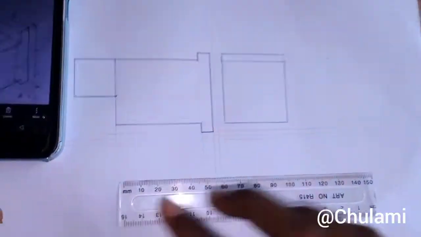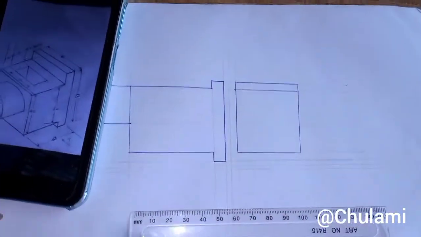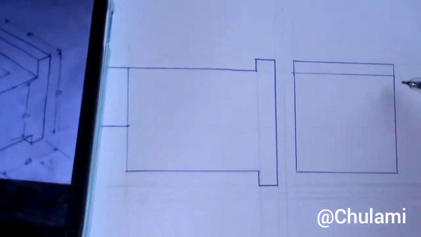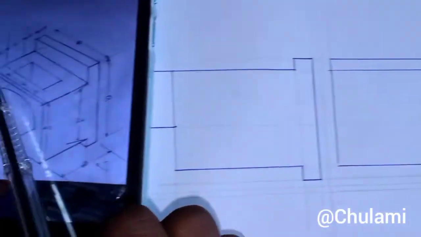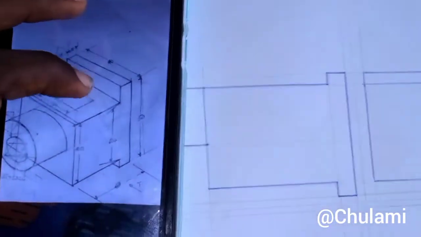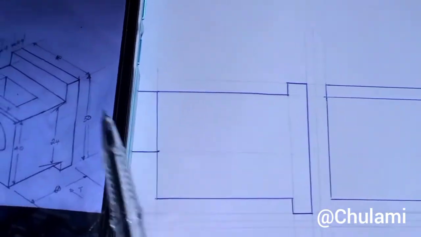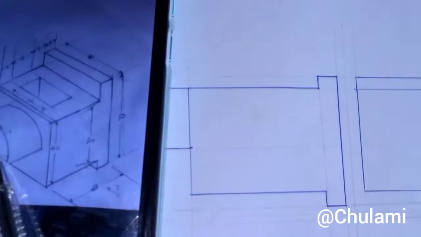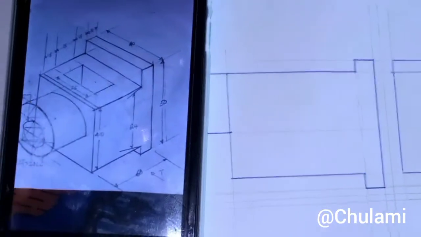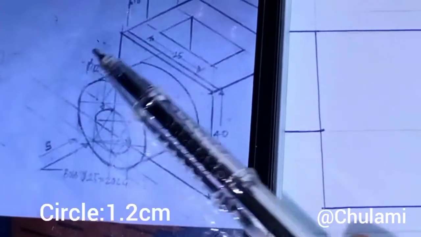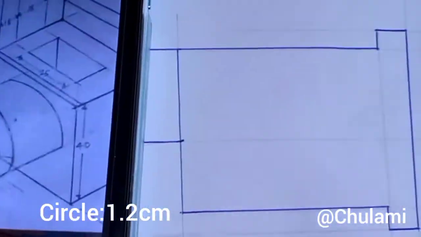Now, I have drawn this square here. This side is 40, from here to here is 40. Now from here to here is also 40. This part of it is the part that is up. And so we have this and this. Now let's draw this circle. You agree with me that the radius of the circle is 12 millimeter, that is 1.2 centimeter. So draw the circle with a radius of 1.2 centimeter.